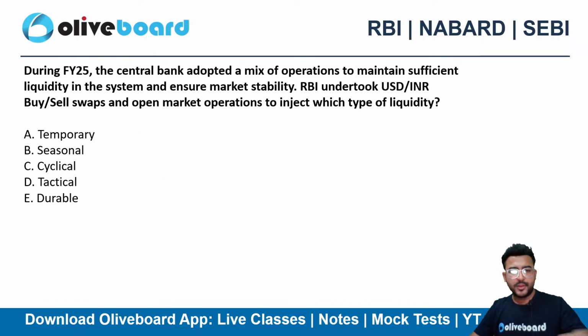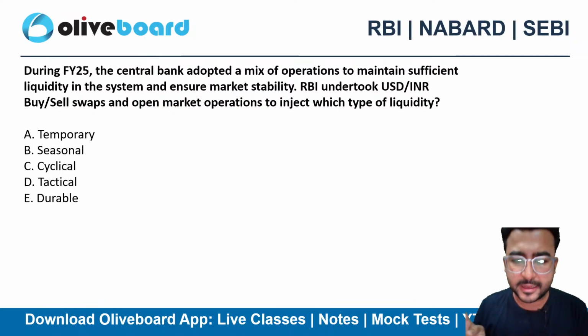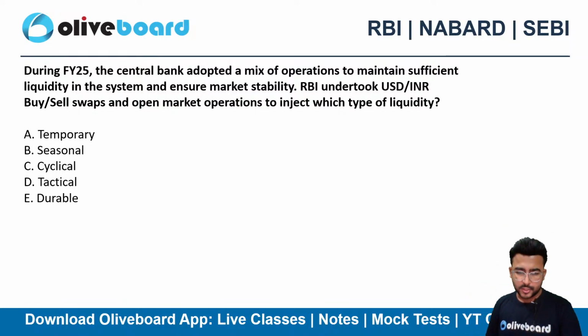Next. During financial year 25, the central bank adopted a mix of operations to maintain sufficient liquidity in the system and ensure market stability. RBI undertook USD INR buy sell swaps and open market operations to inject which type of liquidity here? Is it temporary or transient, seasonal, cyclical, tactical, or durable? Temporary, seasonal, cyclical, tactical and durable. These are the options.